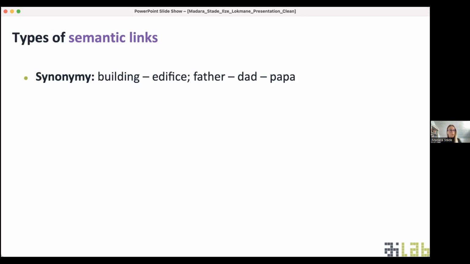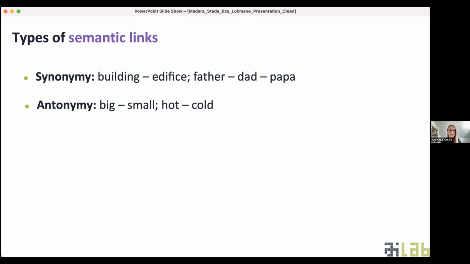First, we have synonymy links. With these, we connect word meanings that virtually mean the same thing. So for example, a building and an edifice are synonyms. And what happens when we link two synonyms with a synonymy link is that we create something that we call a synset, or a set of synonyms. And a synset is a very important unit in the general structure of the WordNet, and I will tell you about those in a minute.